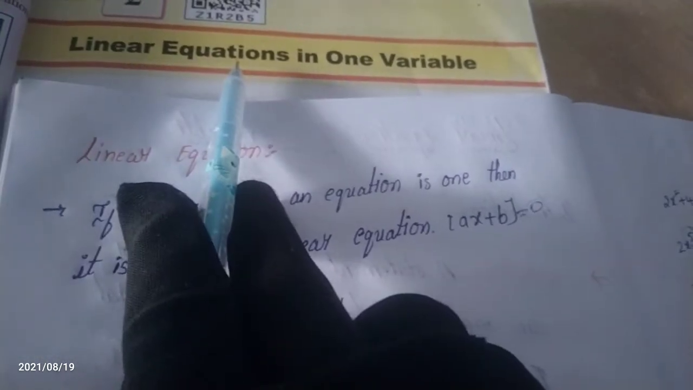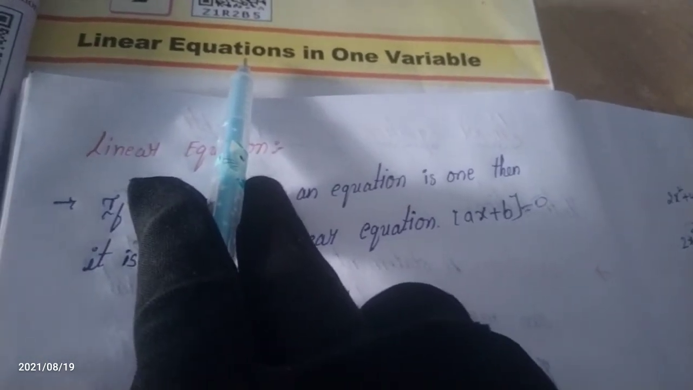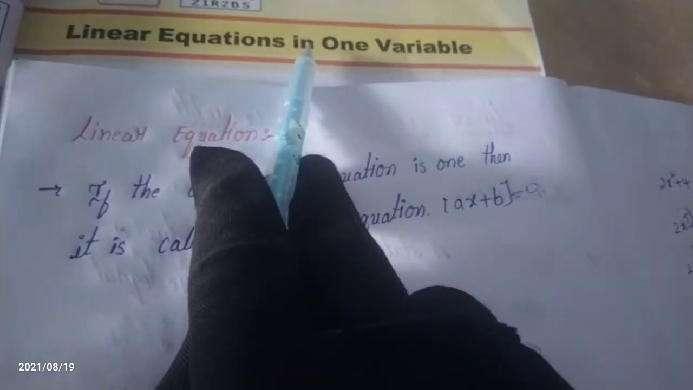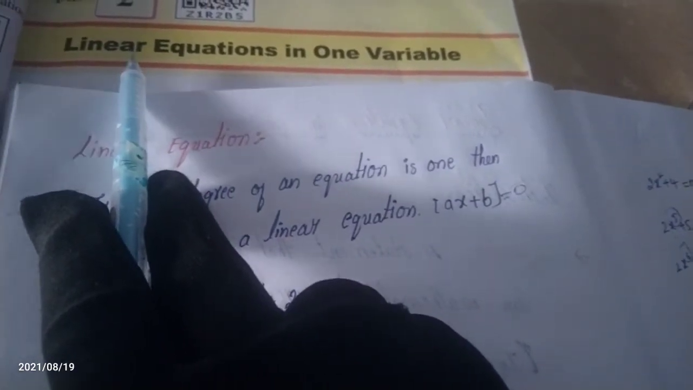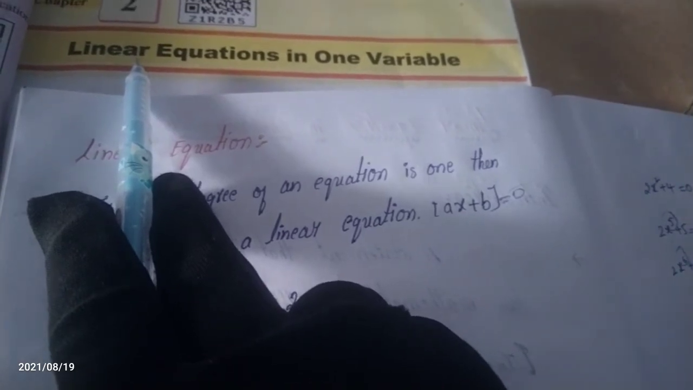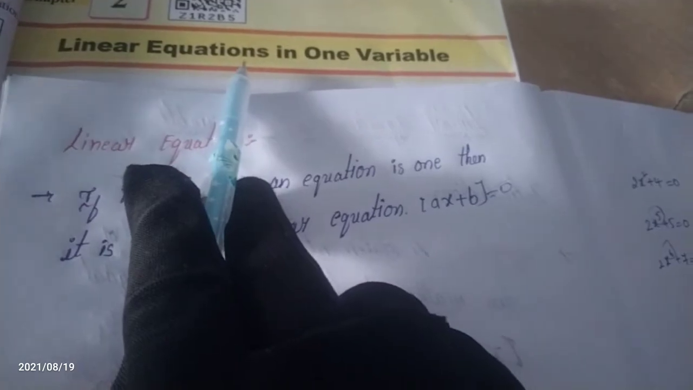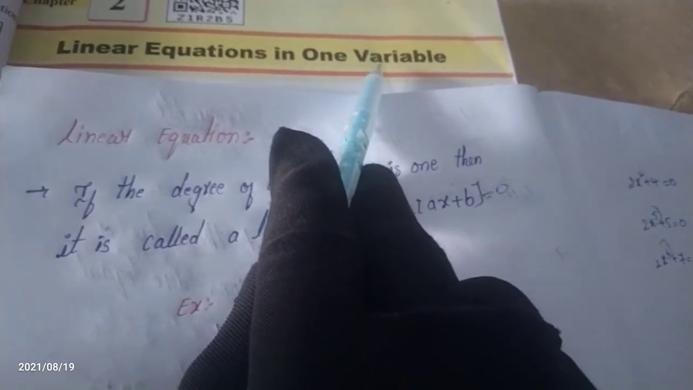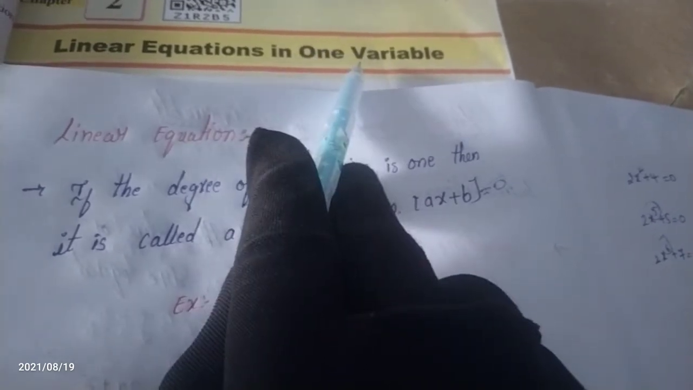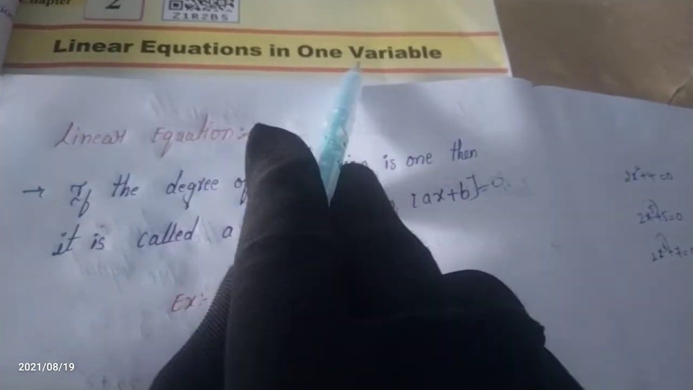If the equation has power degree 1, then the equation is called a linear equation in one variable. It is in the form ax + b = 0, which means the degree should be 1 and there should be only one variable in the equation. If it has only one variable, then we can say it is a linear equation in one variable.